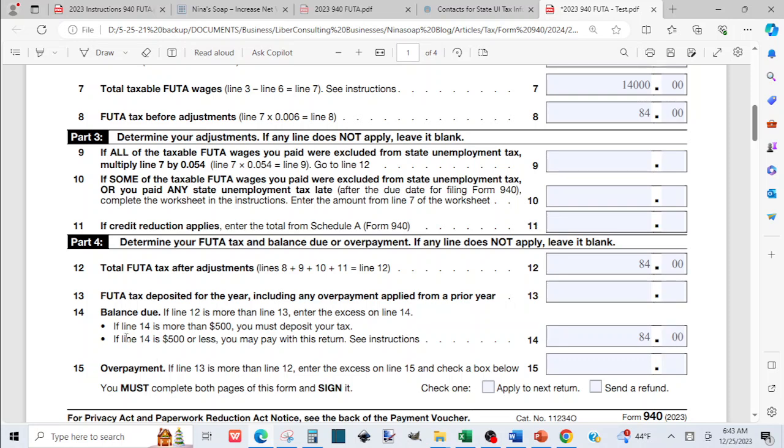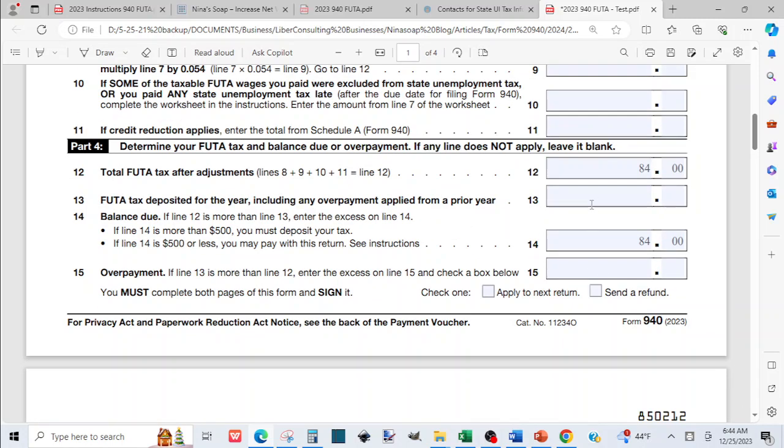Okay. So if line 14 is more than 500, you must deposit your tax. And you deposit your tax using EFT, electronic fund transfer, via the EFTPS system. That's an account you have to create with IRS to make deposits. But if your line 14 is 500 or less, you may pay with your Form 940, and that's what we are going to use in this example. So our total is 84, which is less than 500.